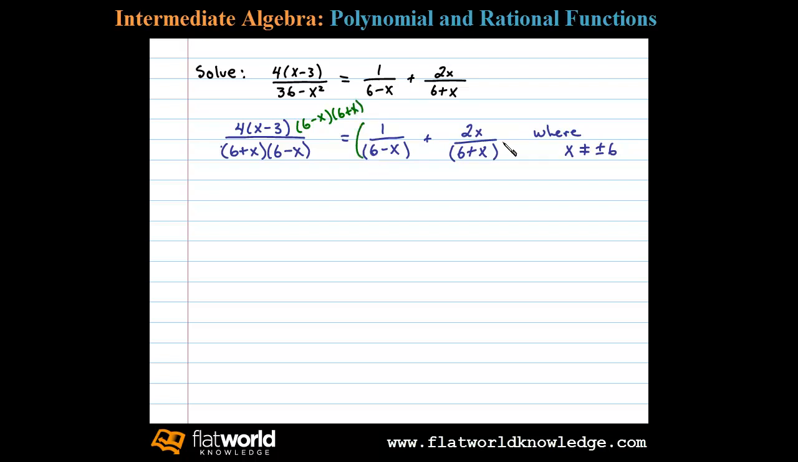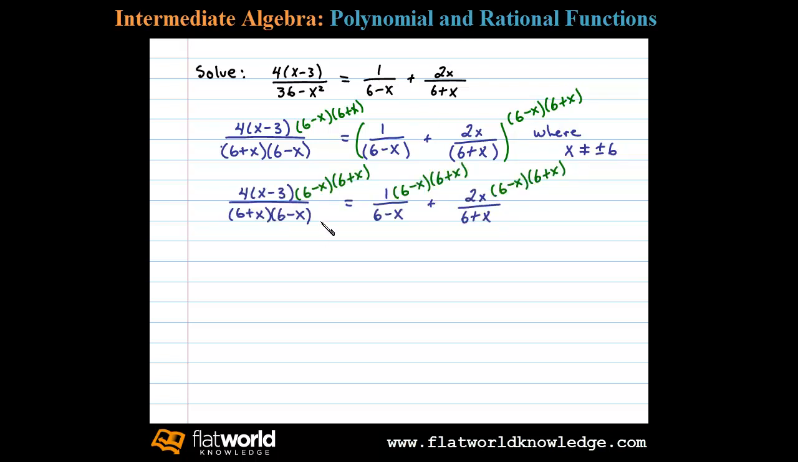Now we have to take care to distribute this LCD on the right side. And after doing that, we can see that multiplying both sides by the LCD is equivalent to multiplying all the terms by the LCD. Now at this point we can cancel factors. On the left side here, 6 minus x divides out with 6 minus x, and 6 plus x divides out with 6 plus x, and that leaves us with 4 times x minus 3.